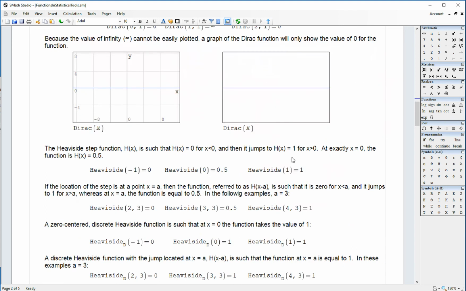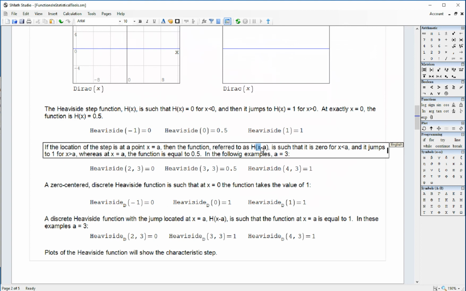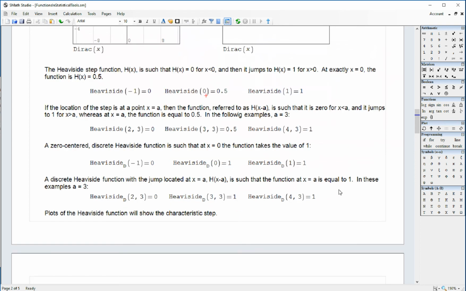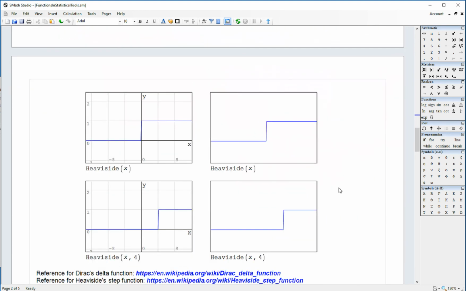Whereas the Heaviside function is represented by H of x, and if it is shifted, it's represented by H of x minus a. A is the point where it shifts. There is also a Heaviside discrete function, in which case, at the point at which the step occurs, it just goes directly to 1 instead of being 0.5. These functions are used in control theory. The Heaviside step function is easy to visualize, and the Dirac delta function is represented by a step at that particular point.